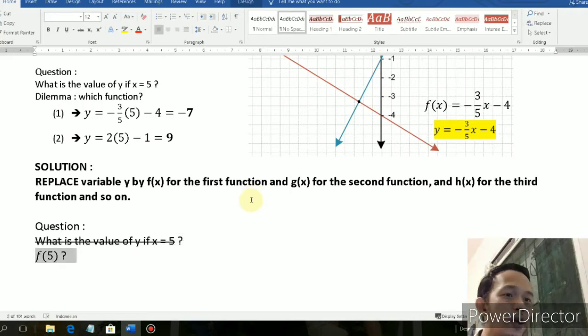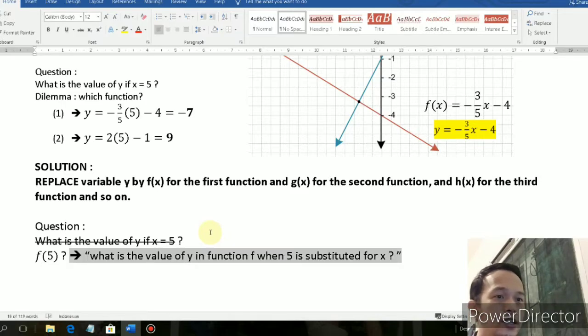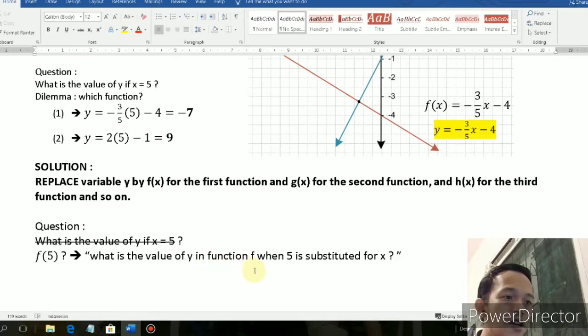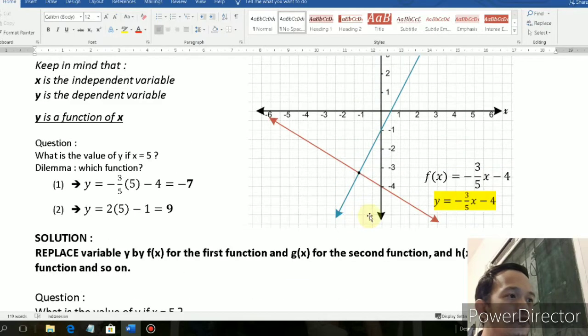So let's start by using this f of 5. What is the meaning of f of 5? If I translate this into English, it means what is the value of y in function f when 5 is substituted for x. So actually I am referring to what is the y if x equals 5, but for the first function, f of x.